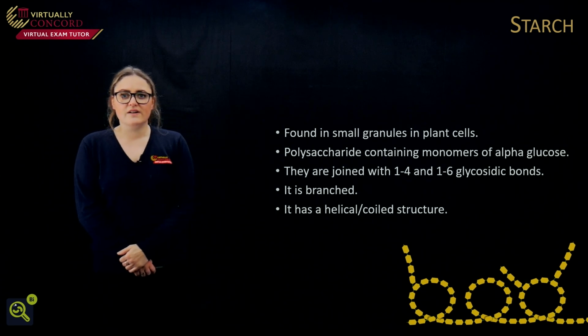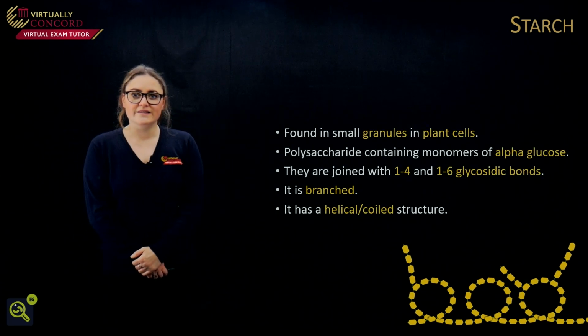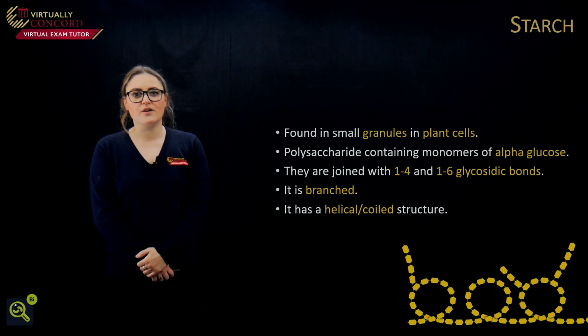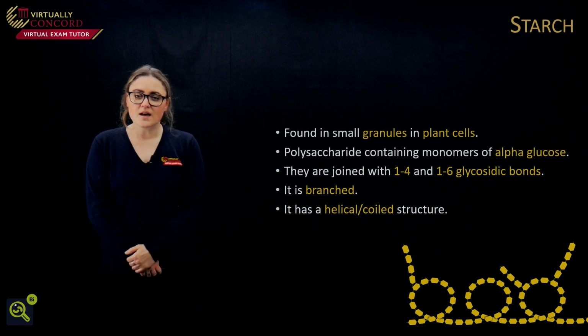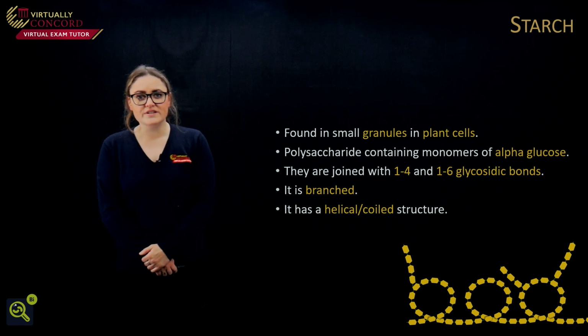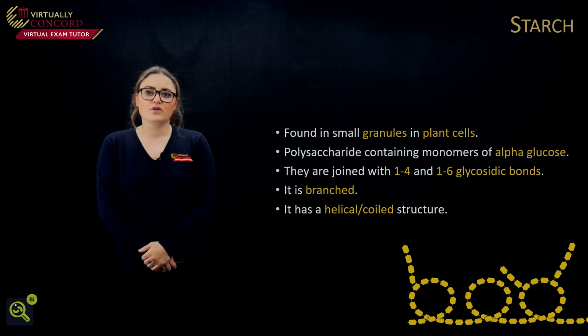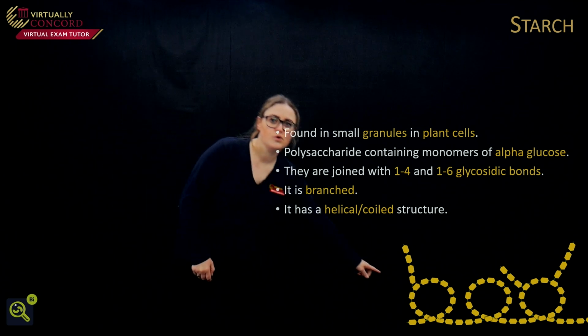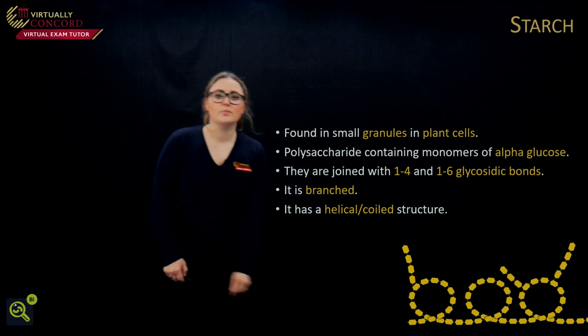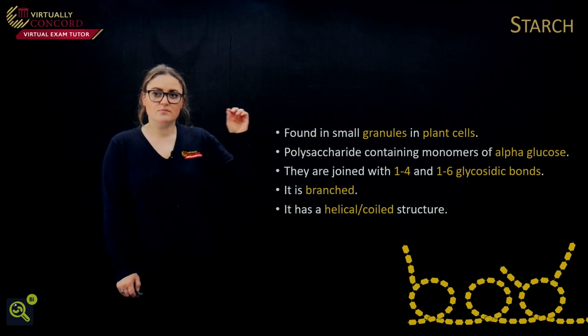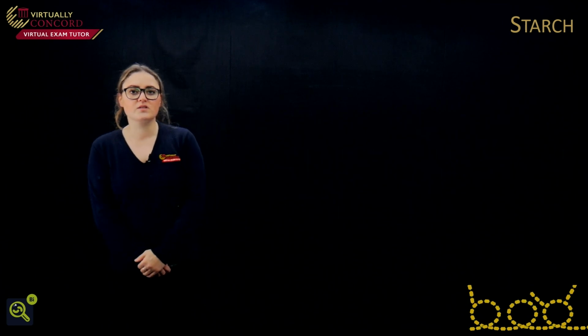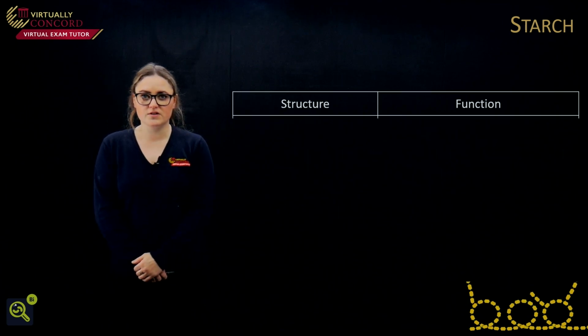So starch is found in small granules in plant cells. It's a polysaccharide containing alpha glucose. They are joined with 1 to 4 and 1 to 6 glycosidic bonds, meaning that it's branched, and it's also got a helical or coiled structure. So your 1 to 4 are going to be kind of around the loop, and your 1 to 6 causes the branching to occur. So let's compare structure with function.